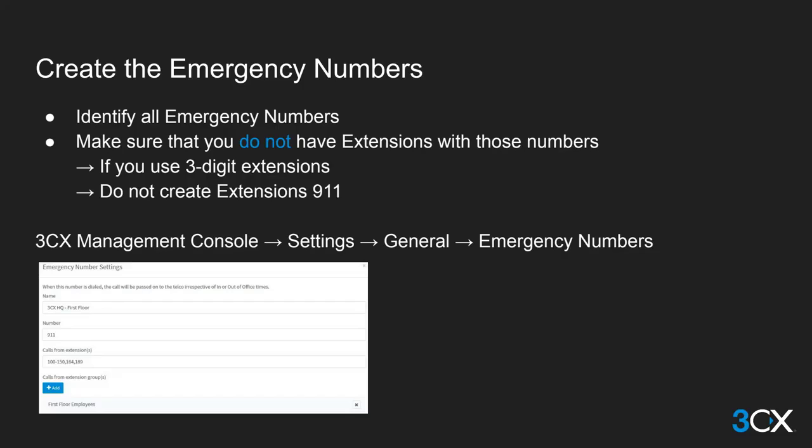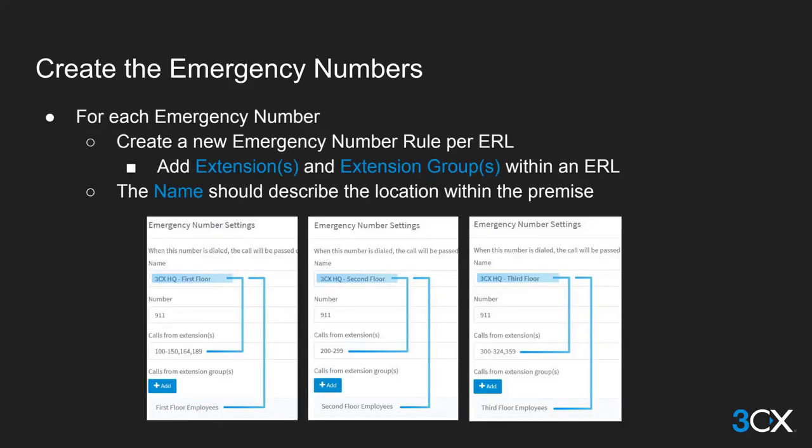You can also limit from which extensions or extension groups the emergency number can be dialed from. For example, if the business is located in multiple countries, you can limit the extensions from outside the USA from calling 911, and extensions from outside Europe from dialing 112. This also allows the definition of the calling policy, so we can separate the extensions based on their ERL. Let's see some examples of the configuration of the emergency numbers.